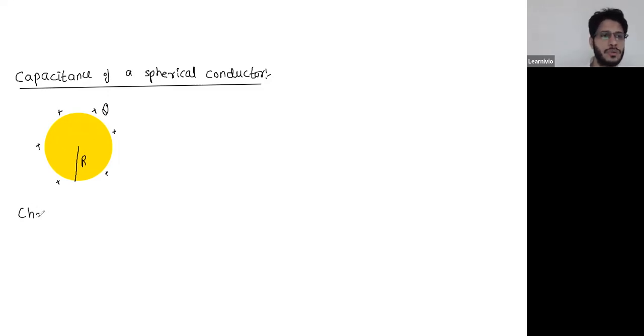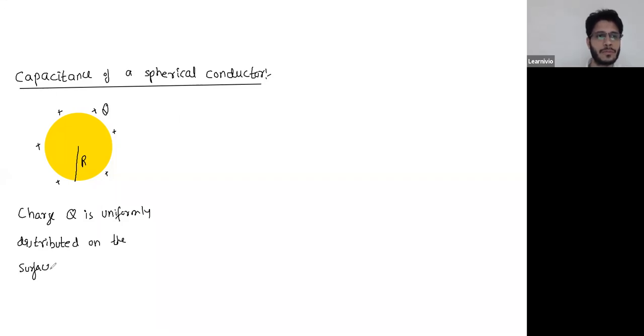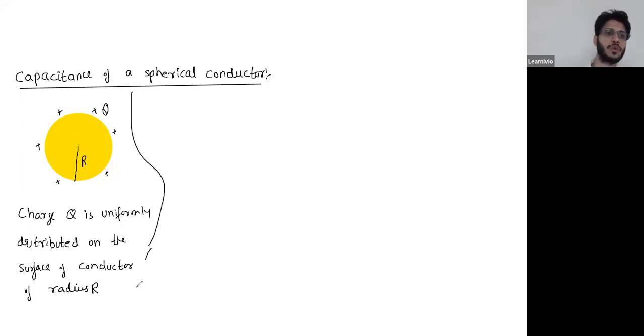So charge Q is uniformly distributed on the surface of a conductor of radius r. So charge Q is uniformly distributed on the surface of a conductor, the radius of the conductor is r. You're supposed to calculate potential on the surface of conductor.